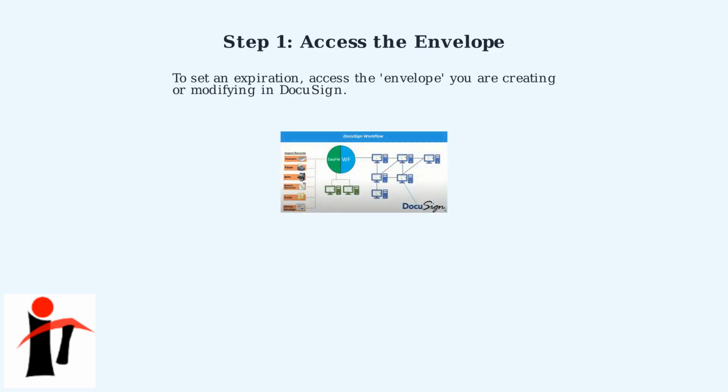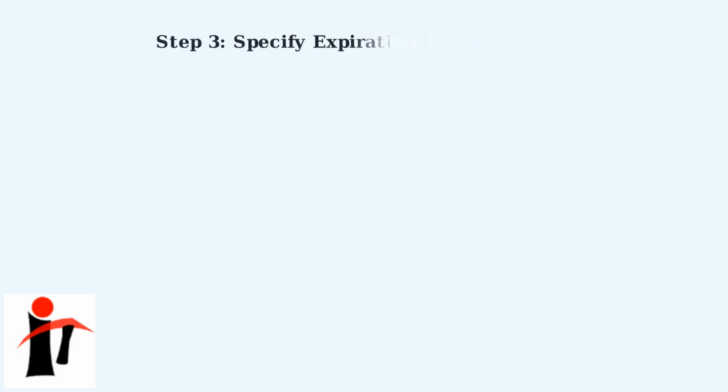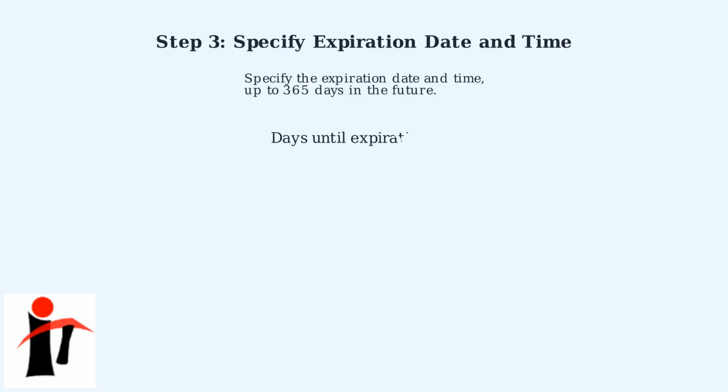To set an expiration, access the envelope you are creating or modifying in DocuSign. Navigate to Advanced Options or similar settings during the sending process. Specify the expiration date and time up to 365 days in the future.